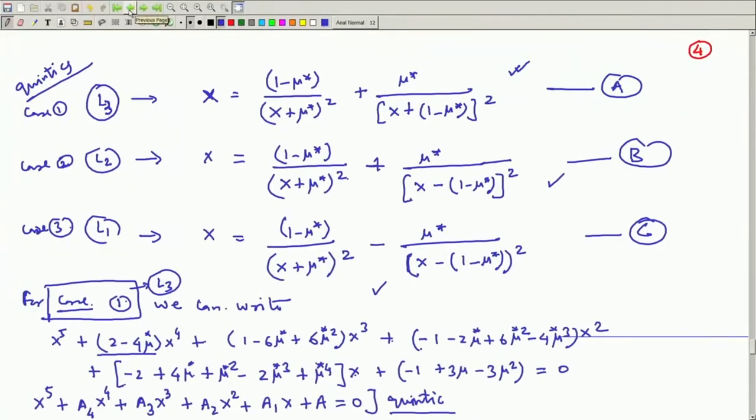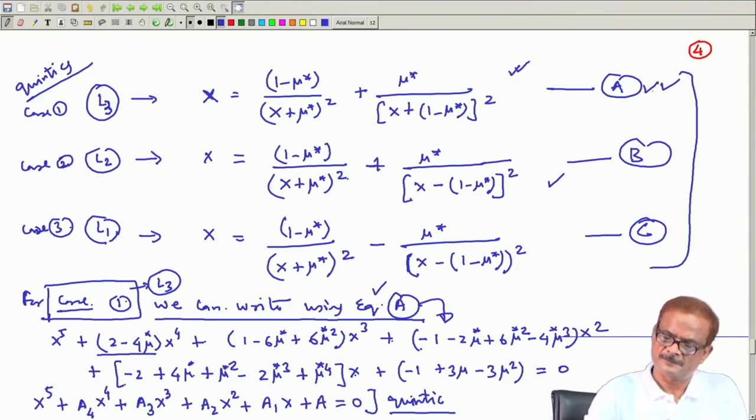Welcome to lecture number 43. We have derived the equations for finding the Lagrange points L1, L2, and L3, and we further work on that. Going back to the previous lecture, L1, L2, L3 are given by these three equations. Taking equation 1, we can write it using equation A, whatever has been derived below.